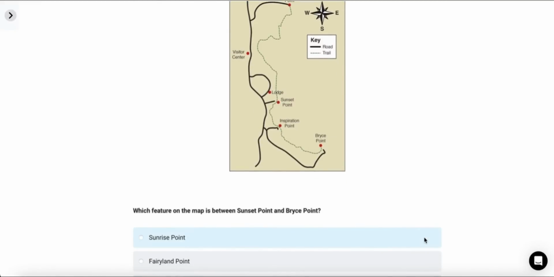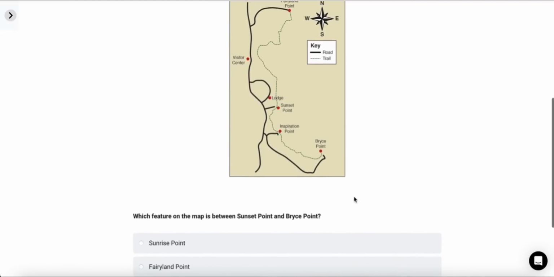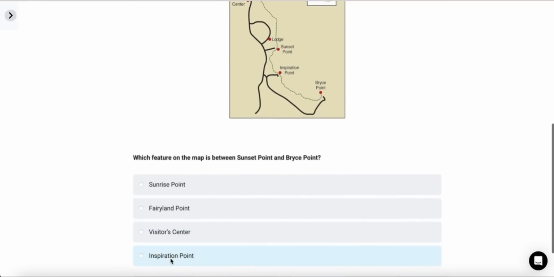Which feature on the map is between Sunset Point and Bryce Point? Let's find these 2 points. Here is Bryce Point. Here is Sunset Point. Which feature is in between? The correct answer would be Inspiration Point.